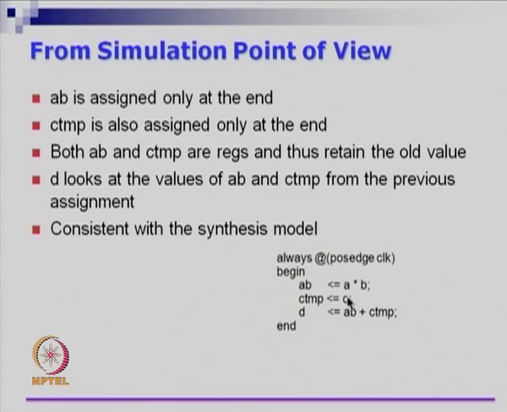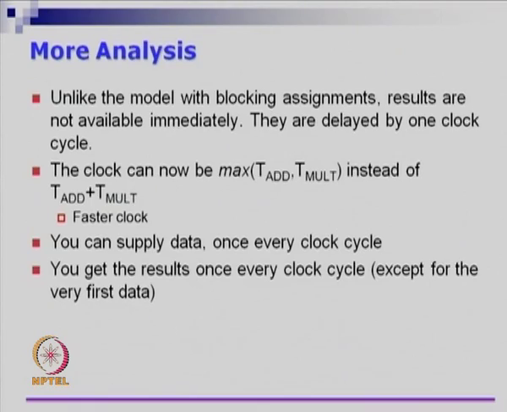Whatever value of C should be given to C temp in the future, you do not give it right away, but whatever values of AB and C temp are right now, you add them and assign it to D in the future. The future will come when this always block is suspended, as in all the assignments are evaluated, all the right sides are evaluated, and now we are ready to assign to the left sides. So all of them will have a consistent view.